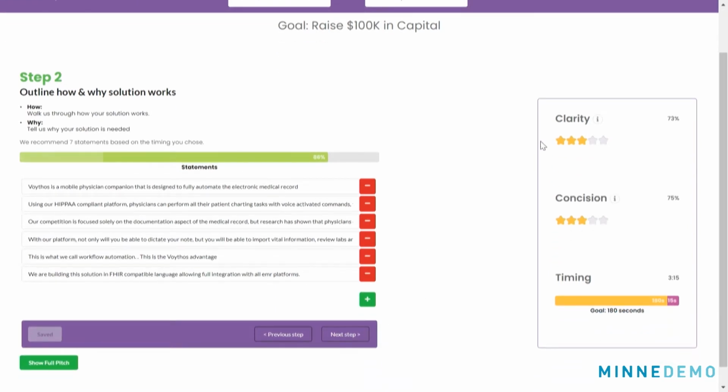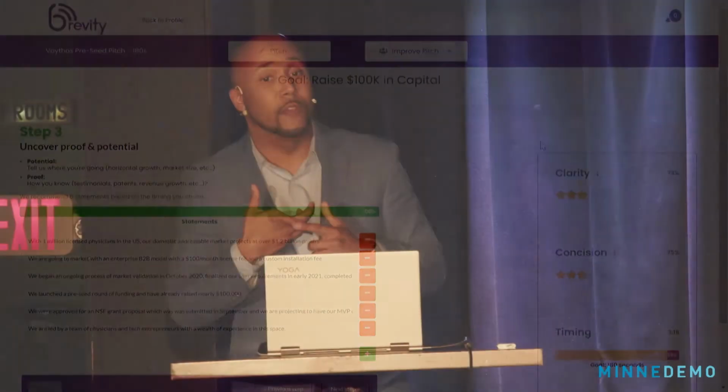Moving along, people want to know what that proof is, whether that's testimonials, patents, or revenue growth. And what's that potential? How many surgeons are being impacted by this problem? How many hospitals? What is that market size? How fast is this market growing?